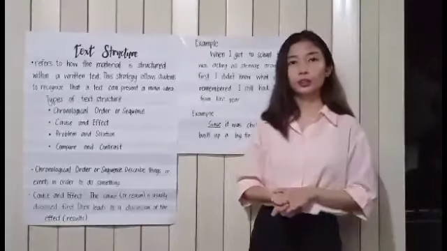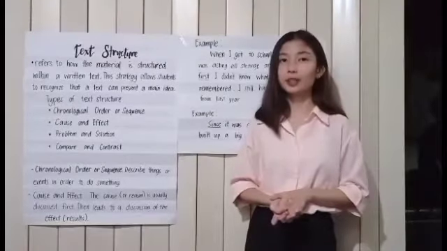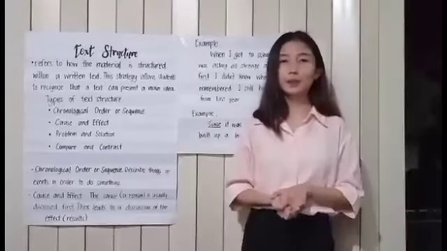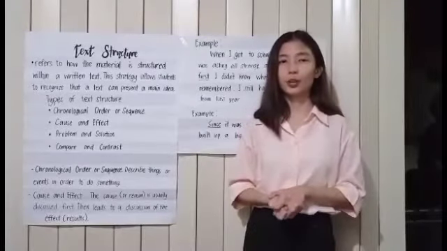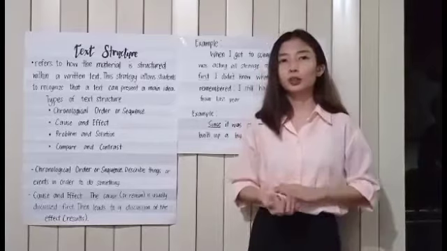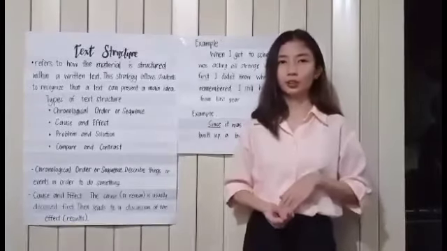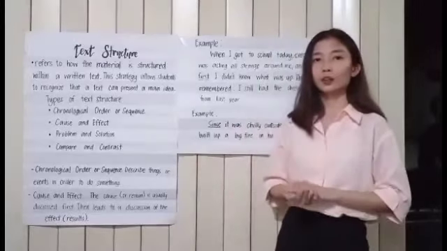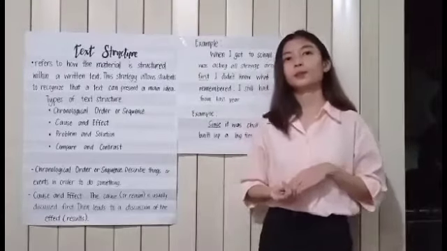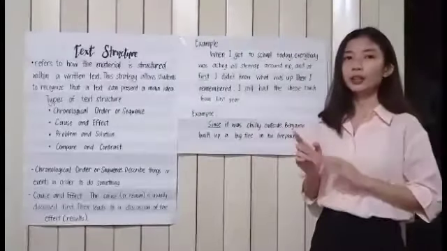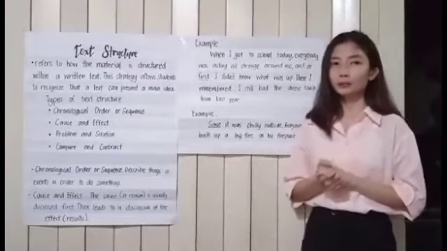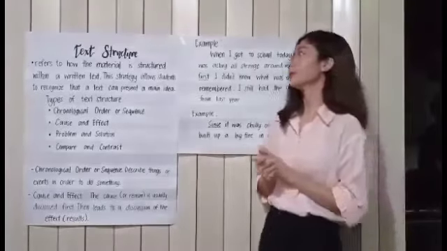For chronological order or sequence, the author uses this to explain how things happen in order or in pattern. You will know that you are reading a text in chronological order if you see these signal or clue words like first, then, next, now, finally, after, and later.